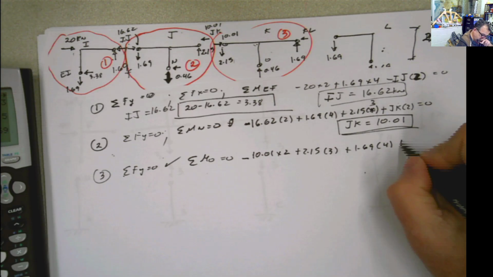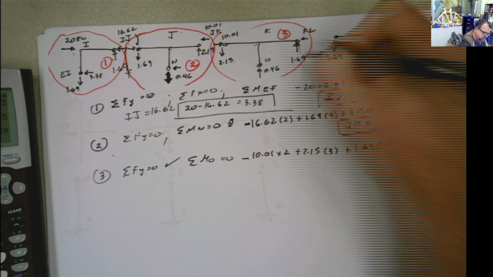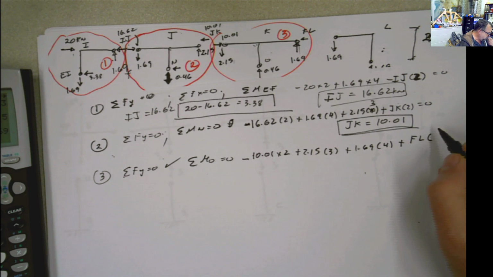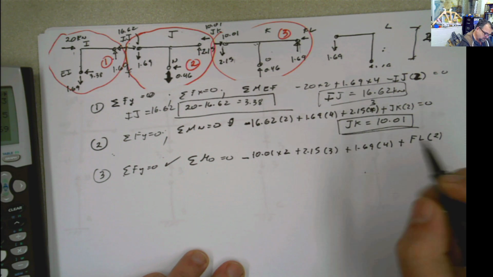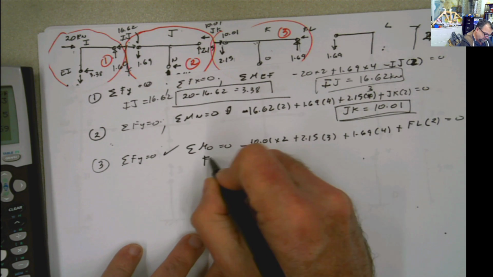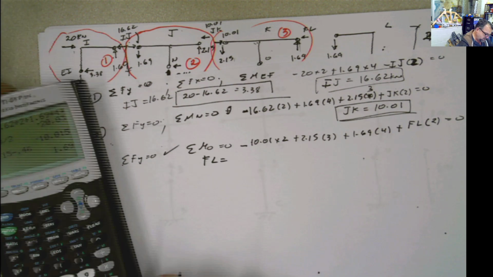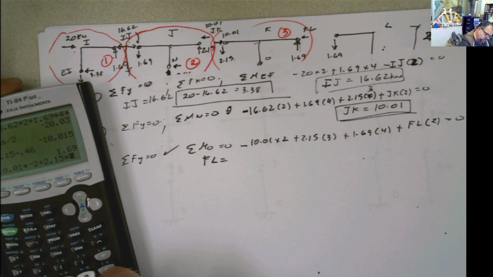Plus FL multiplied by this distance, which is 2. And then we can solve for FL, and FL is going to be 10.01 times 2 plus 2.15 times 3 plus 1.69 times 4.